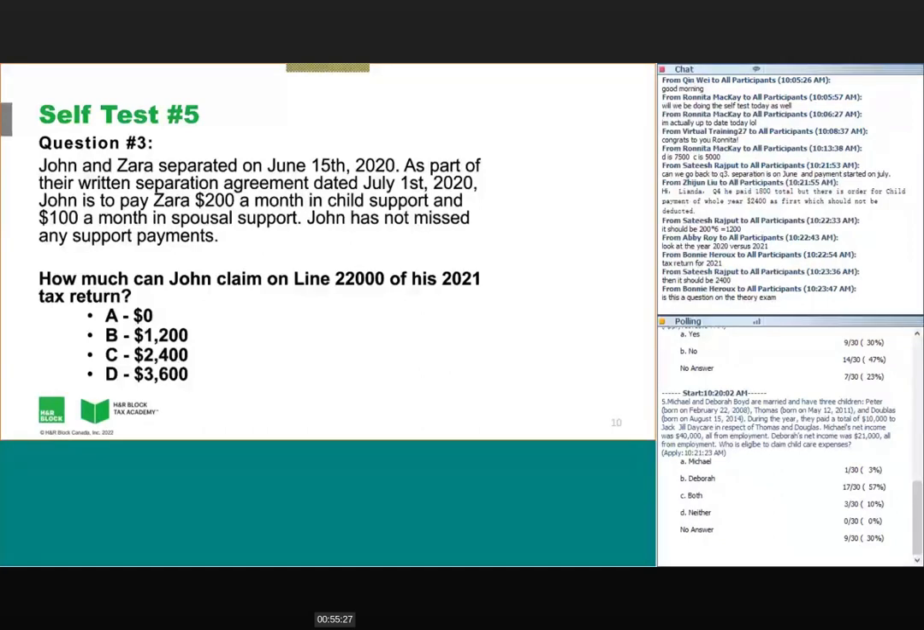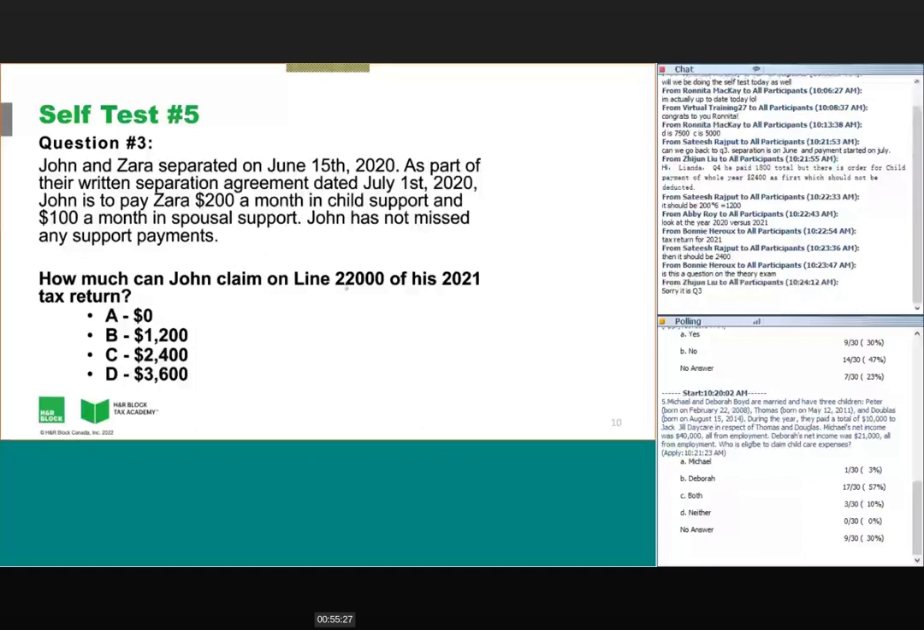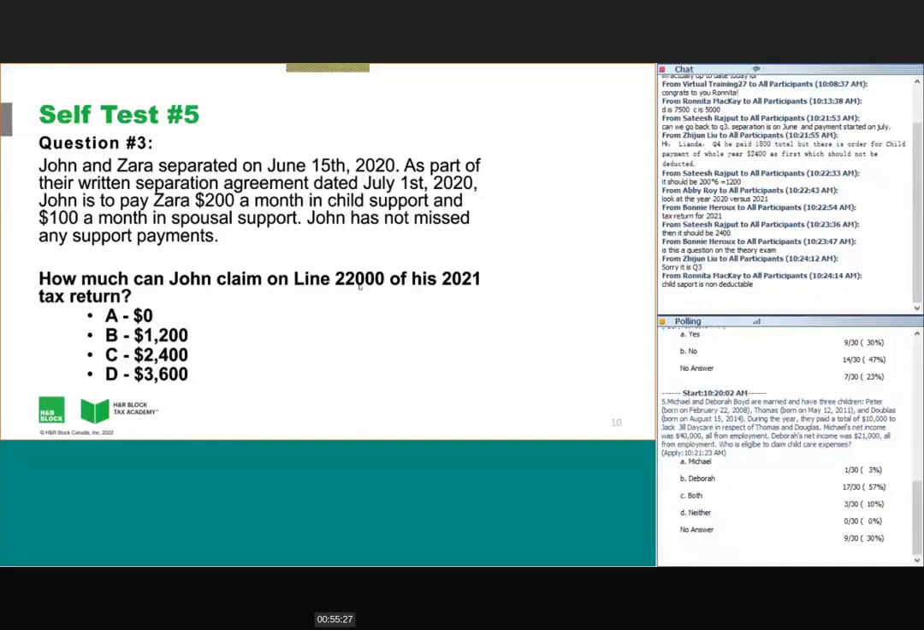Question 3. No, he can only claim the spousal support amounts, right? He can only get a deduction. So Satish, it's true that he paid $2,400 in child support, but he paid $1,200. So what can he claim on line 22000? The deduction. Yes, child support is not deductible.